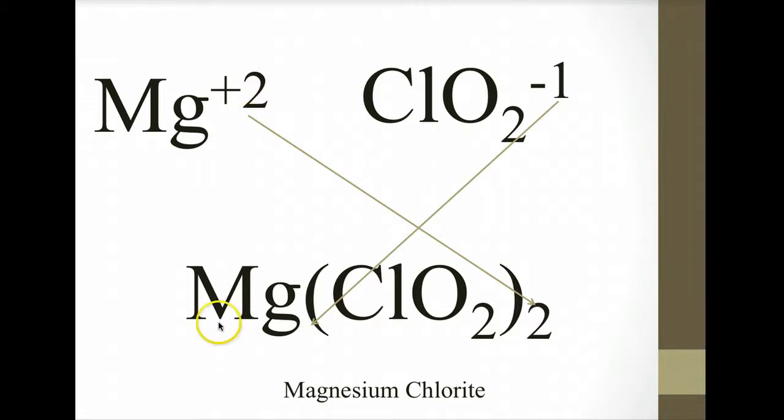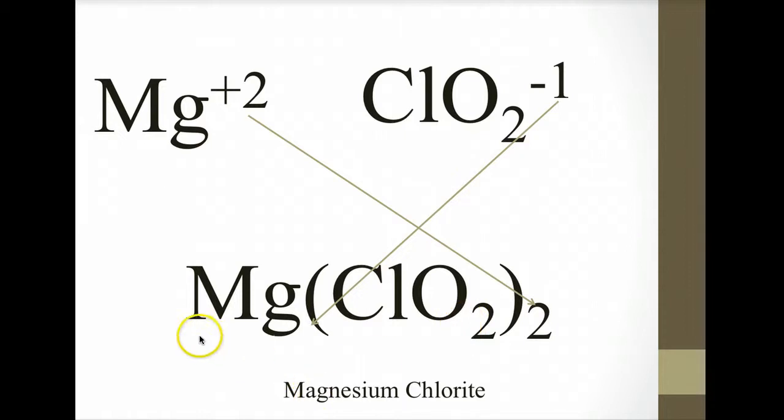So the proper formula is going to be Mg(ClO2)2, and we need 2 of those. And since we need multiple polyatomic ions, we have to put it in parentheses. And one way you can remember that is because if it didn't have parentheses here, it would look like ClO22. And that's not what we want. We want ClO2, 2 of these units. So think about this polyatomic ion as a unit that you cannot break up.